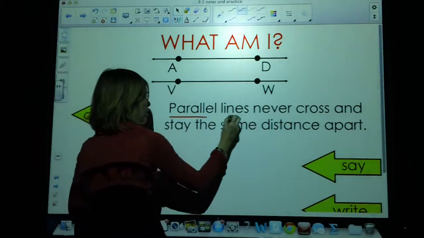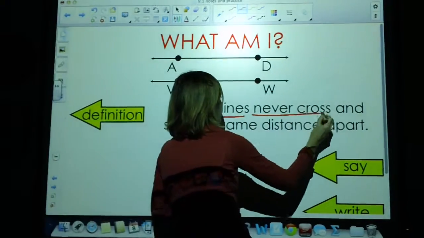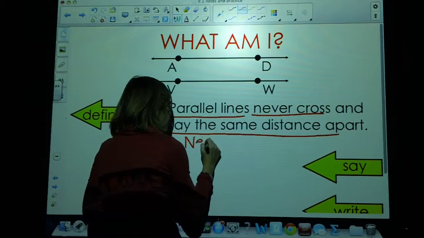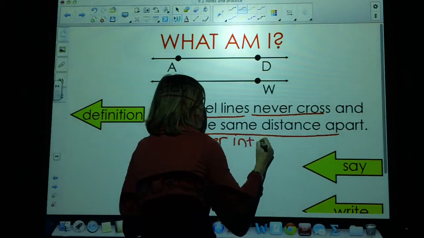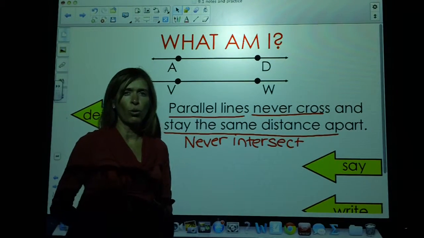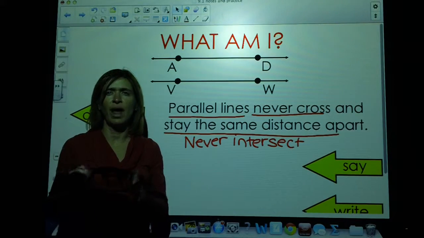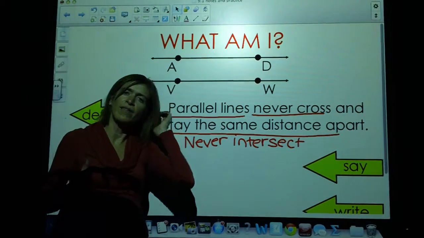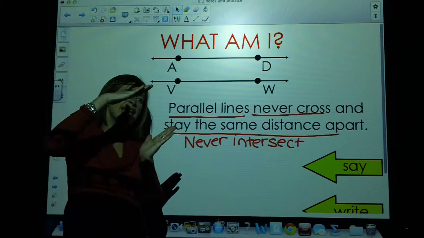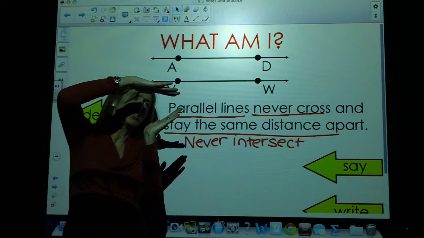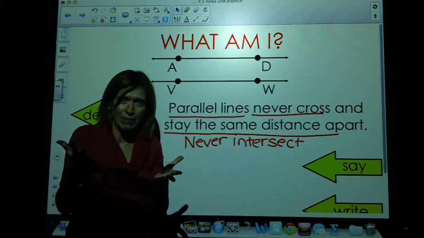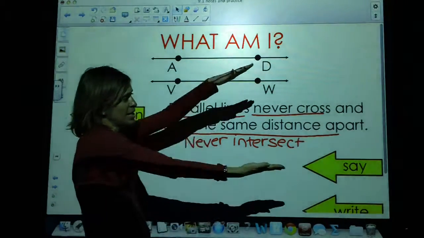Parallel lines, they never cross, and they stay the same distance apart. They never intersect. Parallel lines never intersect. Think about the ceiling and the floor being millions and millions of lines. If those lines that are on them weren't parallel and eventually they'd intersect, that means that our rooms would look like this, and eventually they'd close in on each other, and we'd hit our heads, wouldn't we? So parallel lines are things that never intersect.